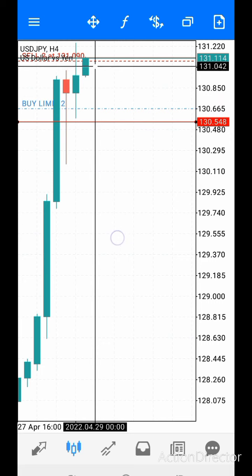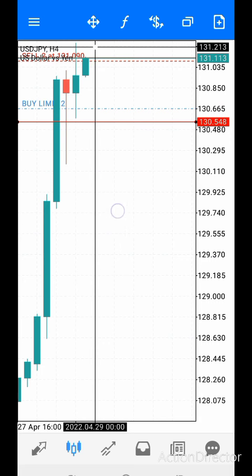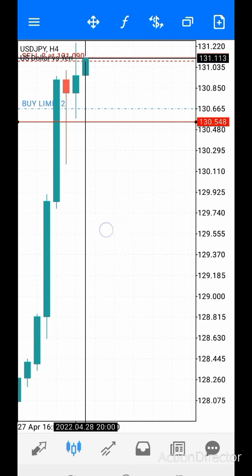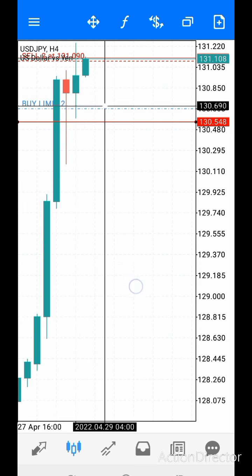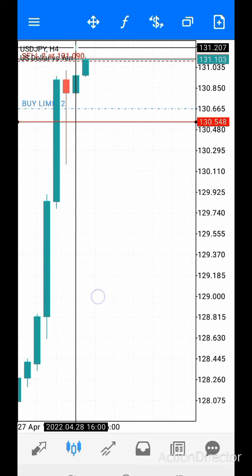That is it here. So the market will enter into this trade when the price eventually comes down here, then it will be triggered. So that is it for buy limit. You can't place buy limit above it, right?